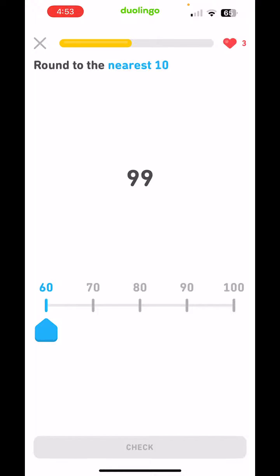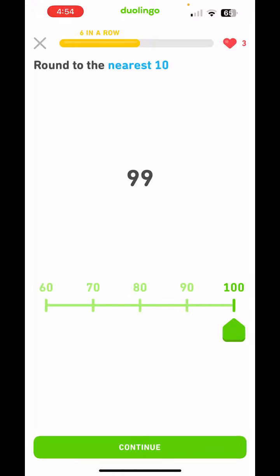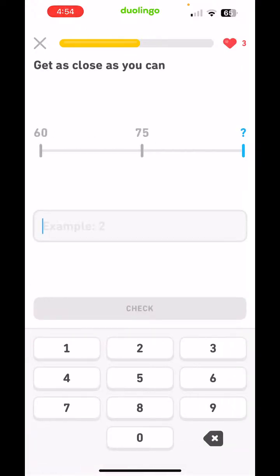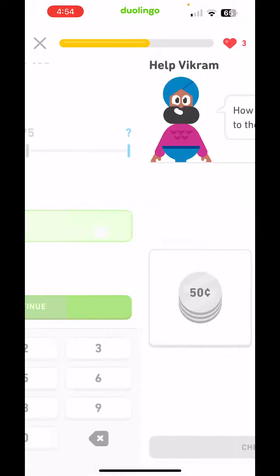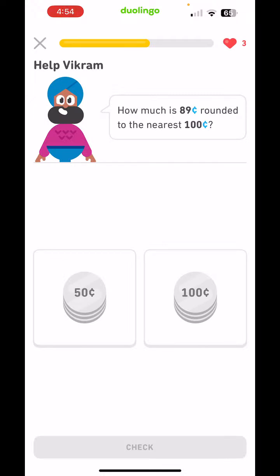Round to the nearest 10. 99 is close to 100. Get as close as you can. 60, 75, blank. So what would this line be here? I'm going to go with the same method I did before. So what I did was 75 minus 60, which is 15. So 75 plus 15 is 90. So I'm going to say that this next line here would be 90, as it's counting in multiples of 15.